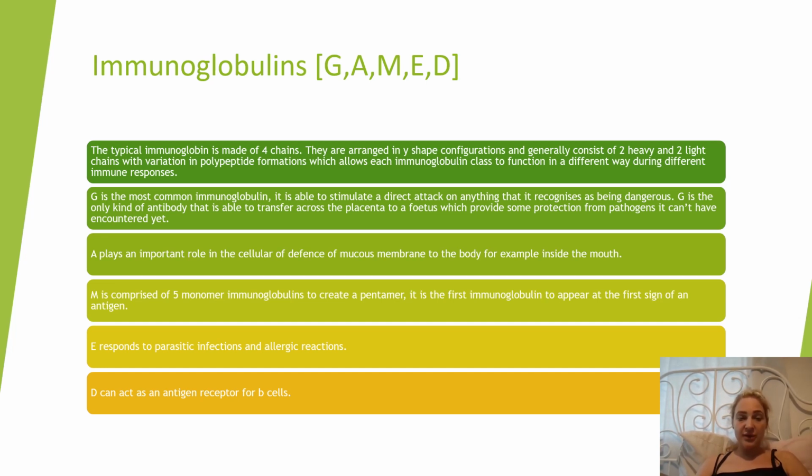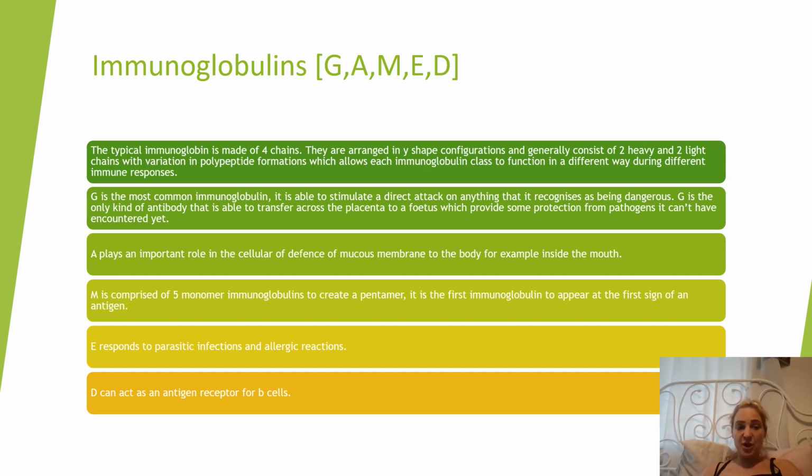M is comprised of 5 monomer immunoglobulins to create a pentamer, and is the first immunoglobulin to appear at the first sign of the antigen. E responds to parasitic infections and allergic reactions, and D can act as an antigen receptor for B cells.